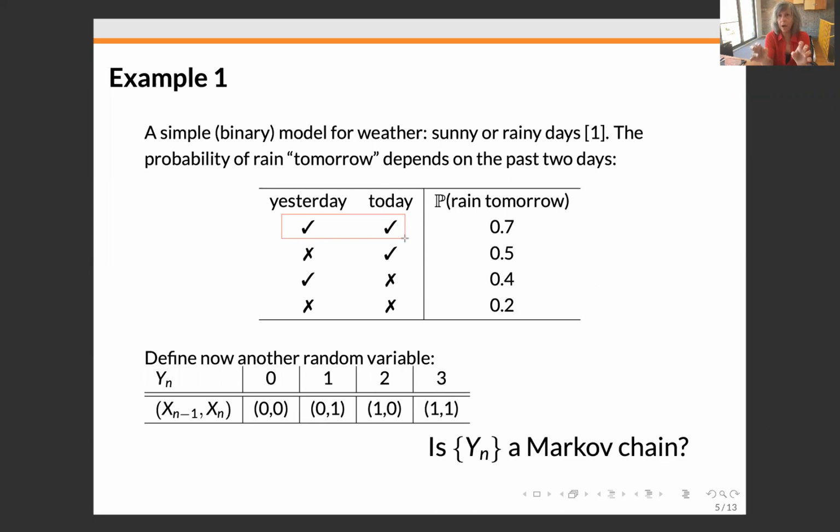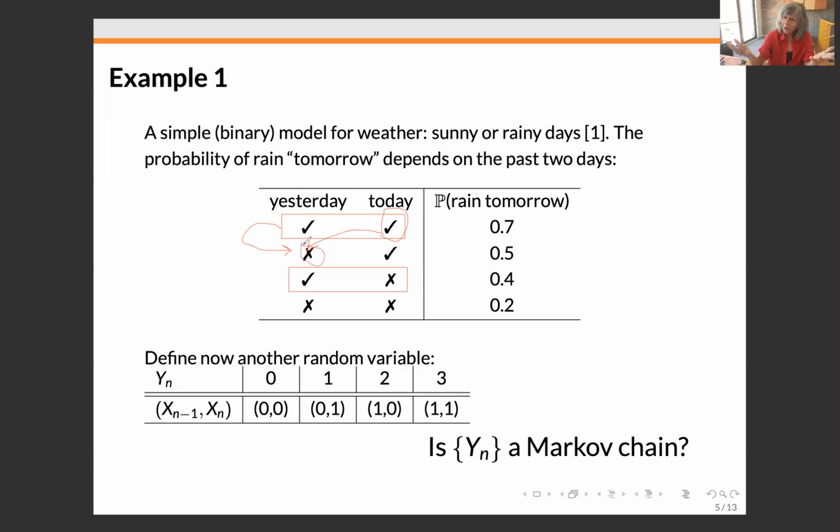Yn+1 is asking about today and tomorrow. So if today already has a check mark, then the only possible Yn+1 will be either we stay with rain and rain, or we go into rain and no rain. The other states are not possible. We cannot go from this state to that one because there would be a contradiction. When we go from n to n+1, what was today in step n becomes yesterday in step n+1. So this would be an inconsistency.